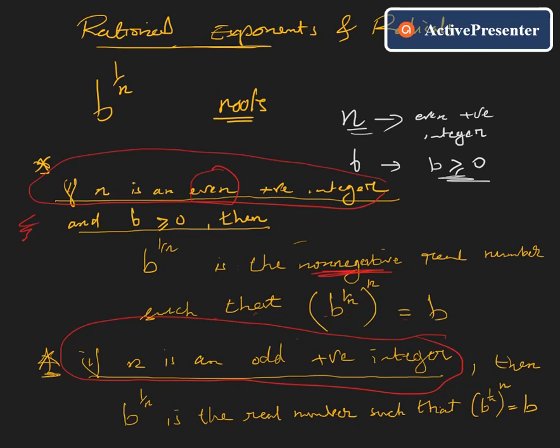However, in the case of an odd positive integer, b to the power 1 over n is the real number such that b to the power 1 over n, all to the power n, equals b. We didn't say non-negative, we didn't say anything. So in the case of odd positive integer, we are talking about n, and the same for even positive integer. So what do we mean by that? Let's take examples to understand more.